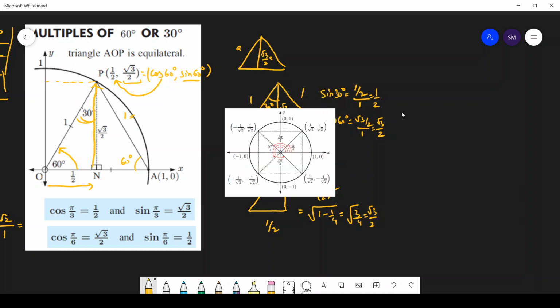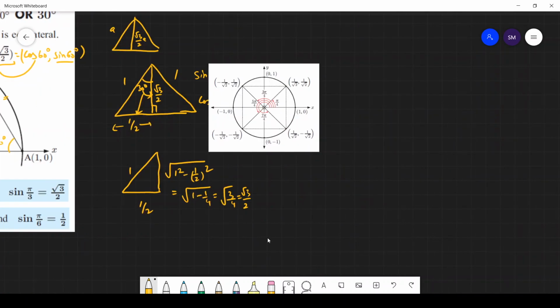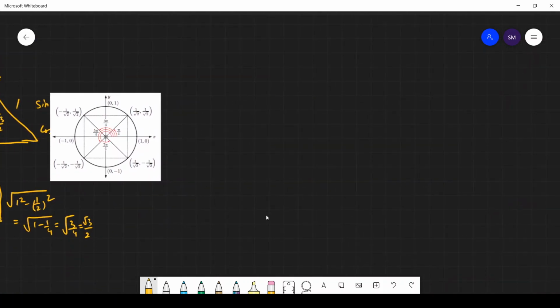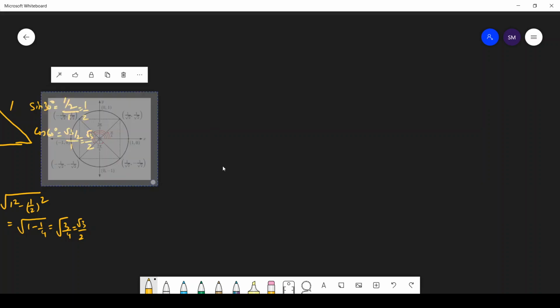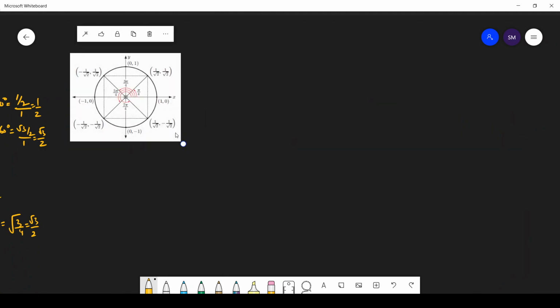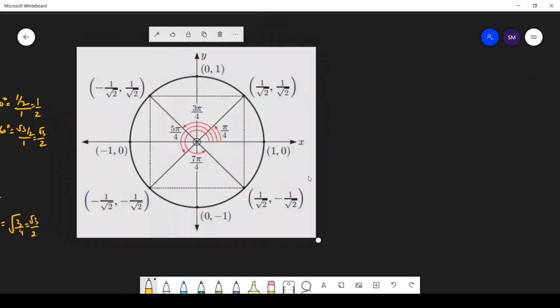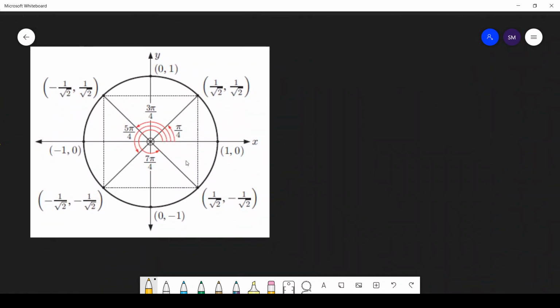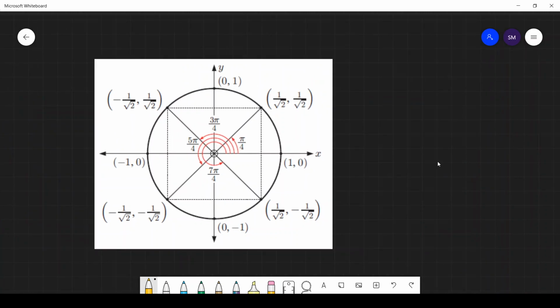So if we plot the values of 45 degree, that is multiples of 45, what do we get? So these are all the multiples of 45.